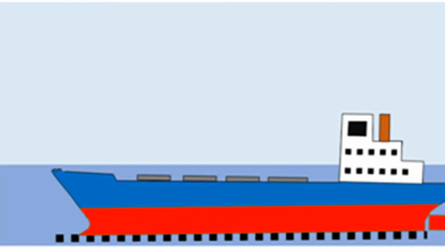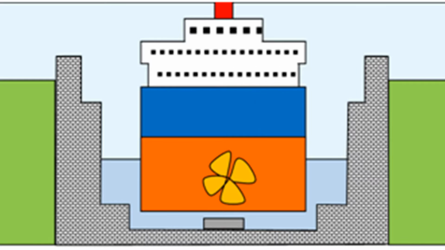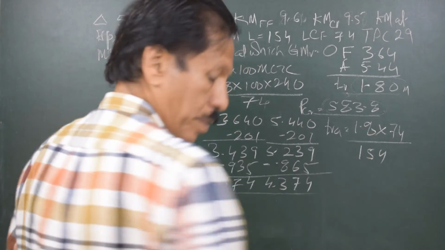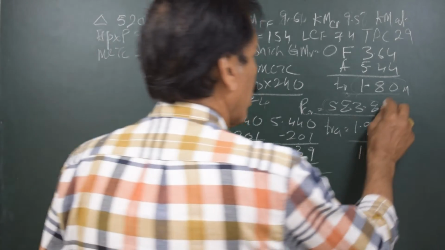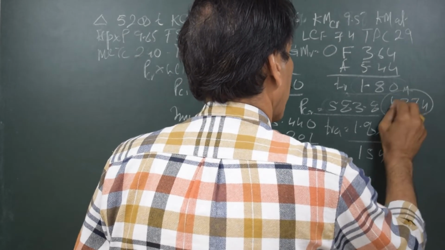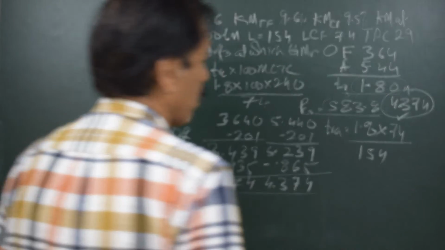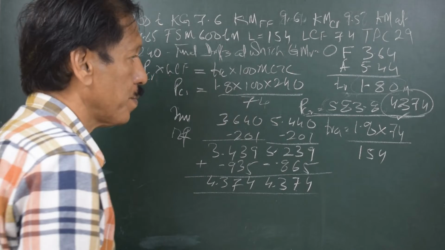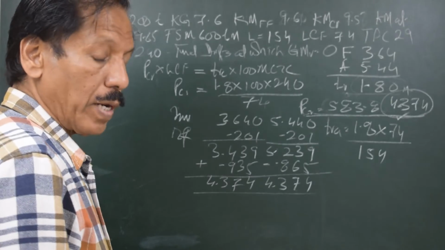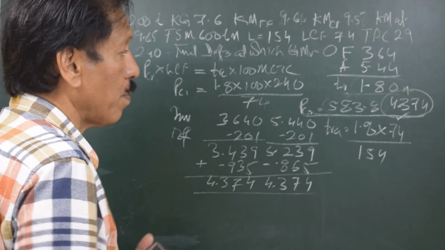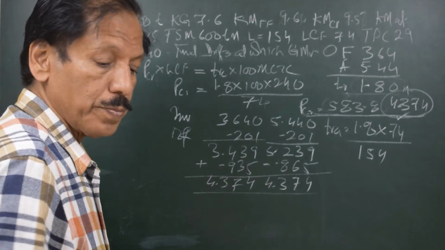So this is the even keel draft when the ship takes blocks all over, 4.374, right? 4.374 is the even keel draft, and P critical is 583.8. Now let us do the main calculations. We want to find out what time the GM will become 0.